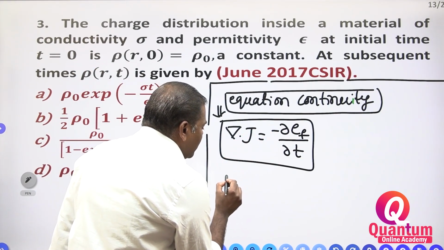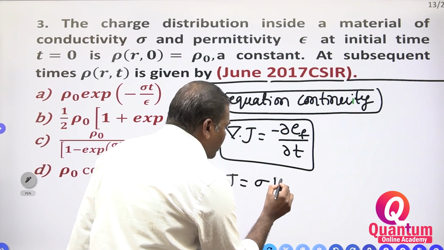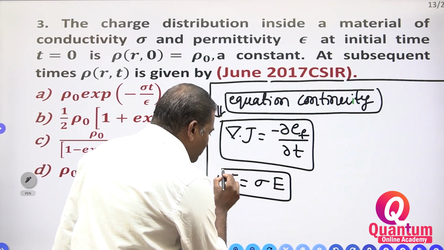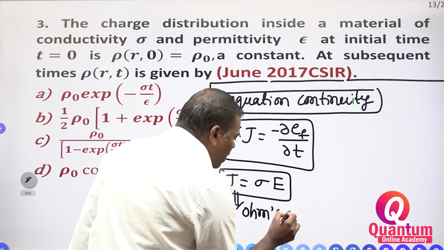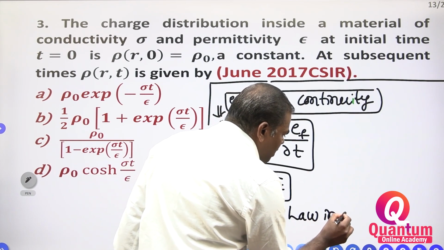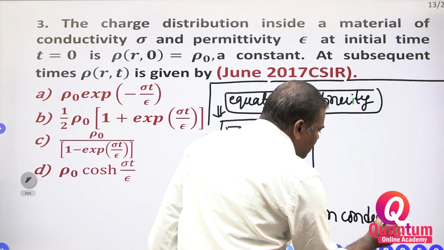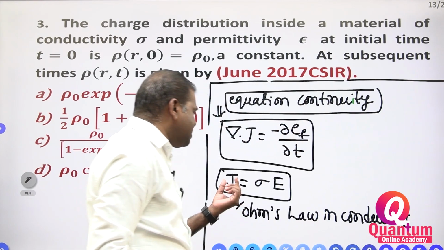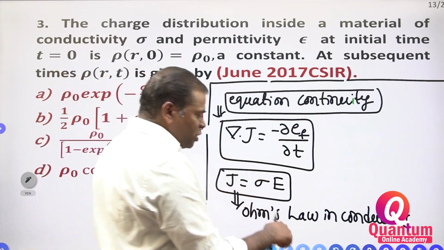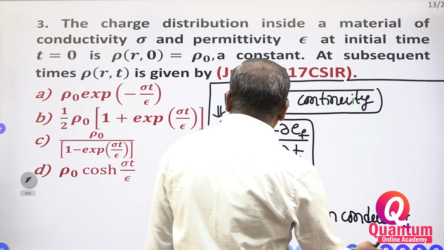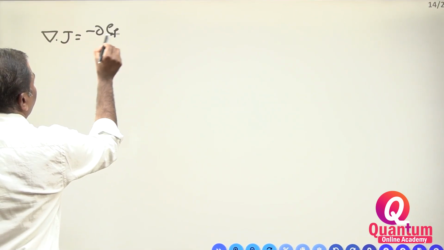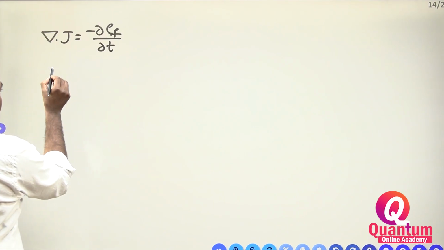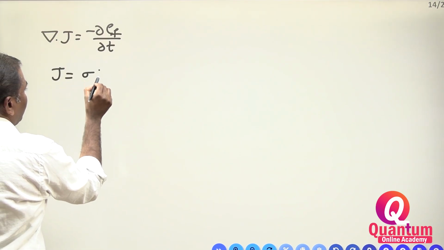But we know that J is equal to sigma into E. This is the conductivity. This is Ohm's law in conductors. What is Ohm's law in conductors? J is equal to sigma into E. Now you have to substitute. Del dot J is equal to minus dou rho f by dou t. This is the equation of continuity. J is equal to sigma into E.